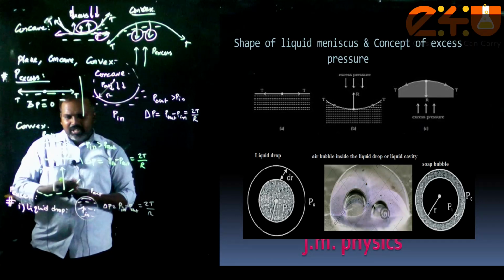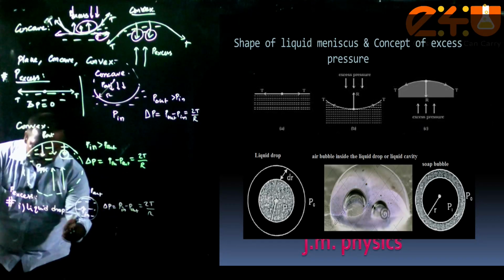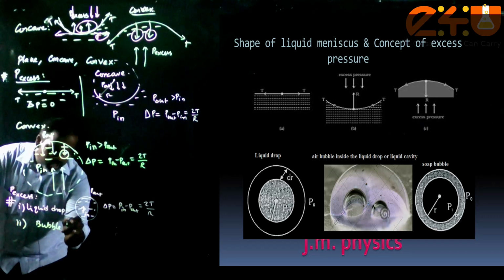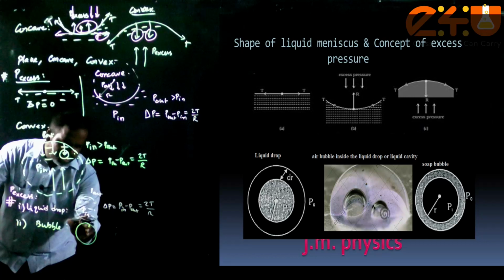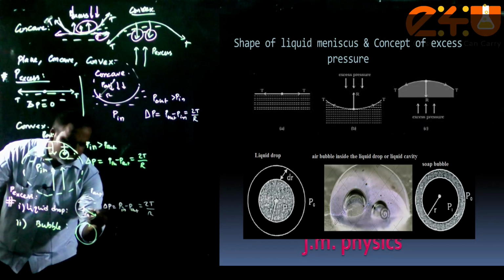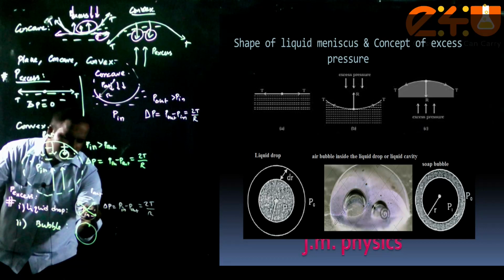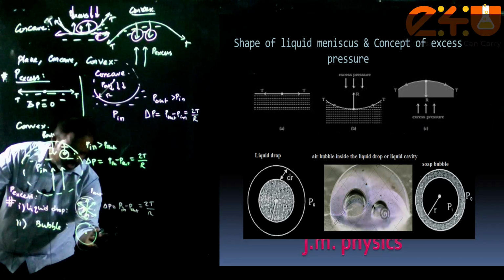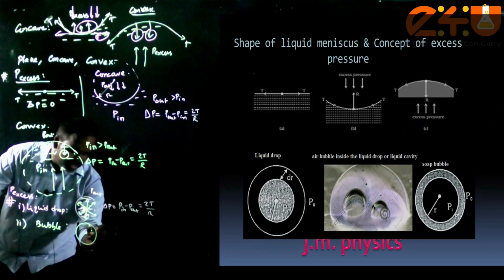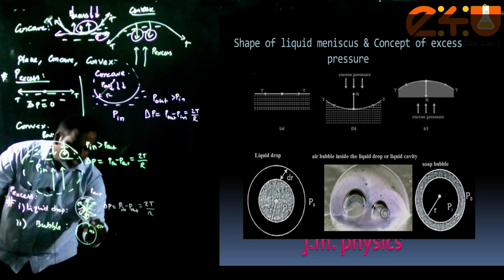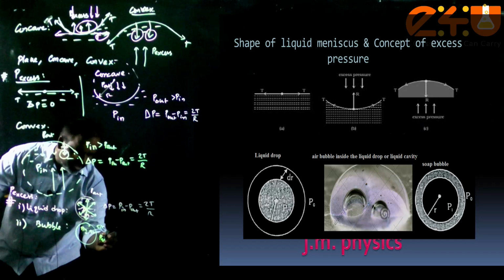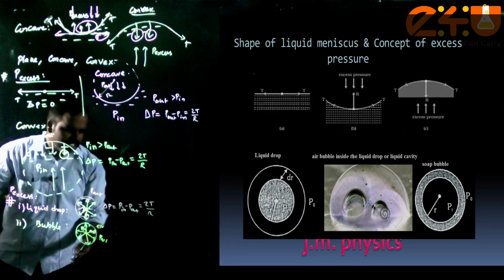But in the case of a soap bubble or air bubble, we see that bubbles contain two free surfaces, as we said earlier. So this is the direction of the internal excess pressure. Here also air will be there, and in between is the liquid layer. So this is P in, and again this will be P out. The excess pressure acts inside this bubble in this direction.